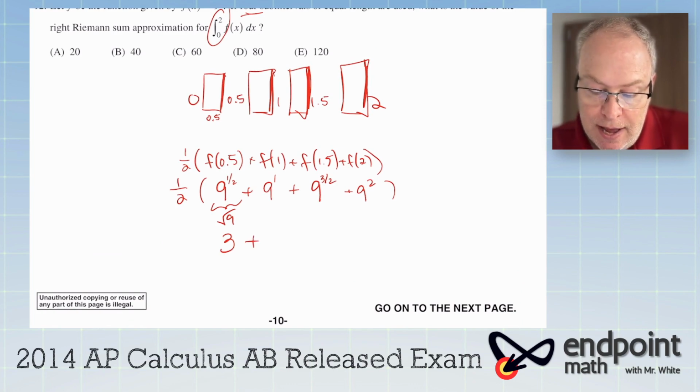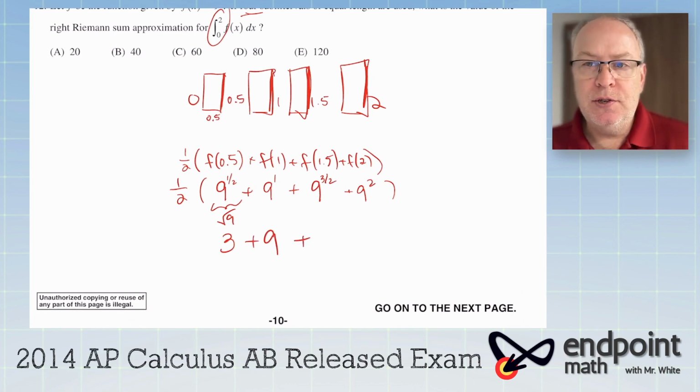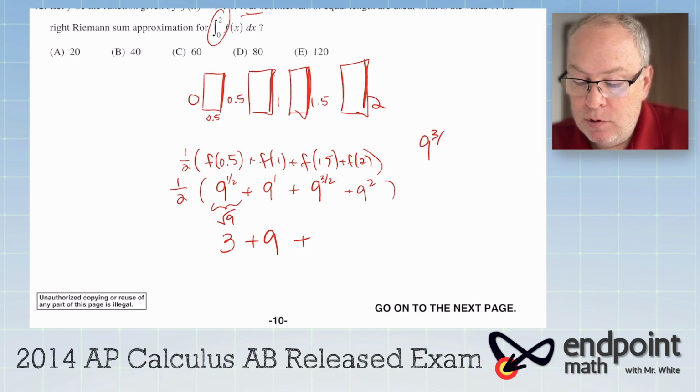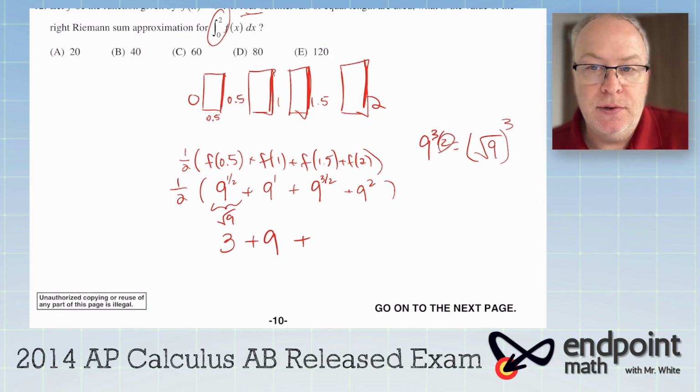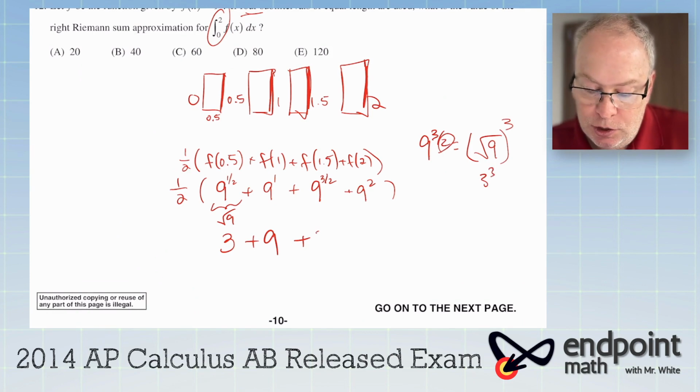3 plus 9 plus, well, this is the no calculator section. How can I do 9 to the 3/2 power? 9 to the 3/2, if you remember, is really the square root of 9 to the 3rd power. What's down low is your root number, as I like to tell my students. So this is 3 to the 3rd, which is 27 plus 81.